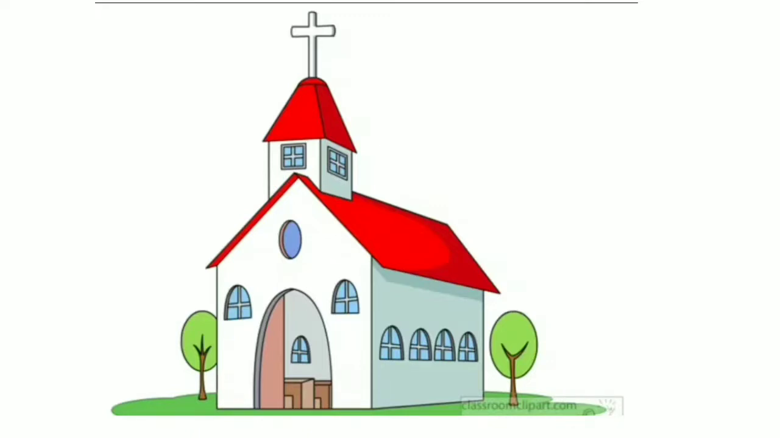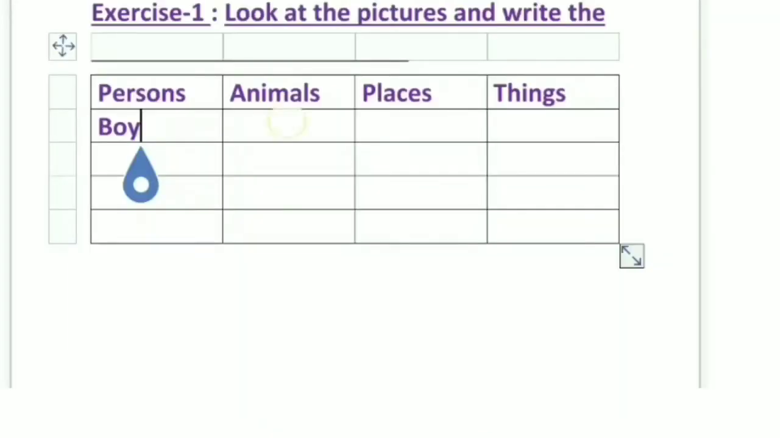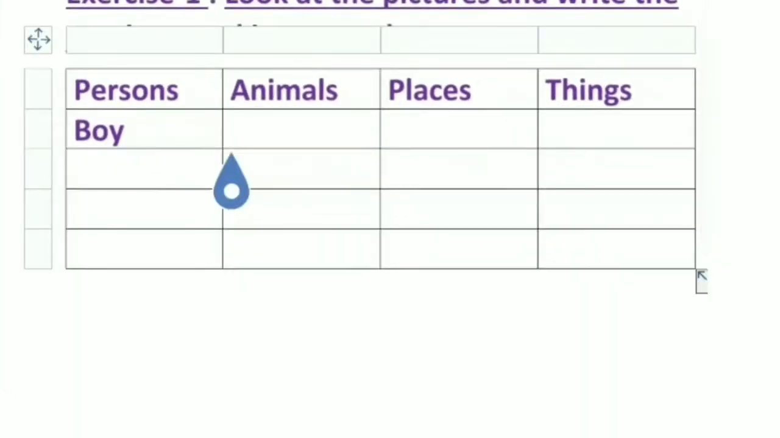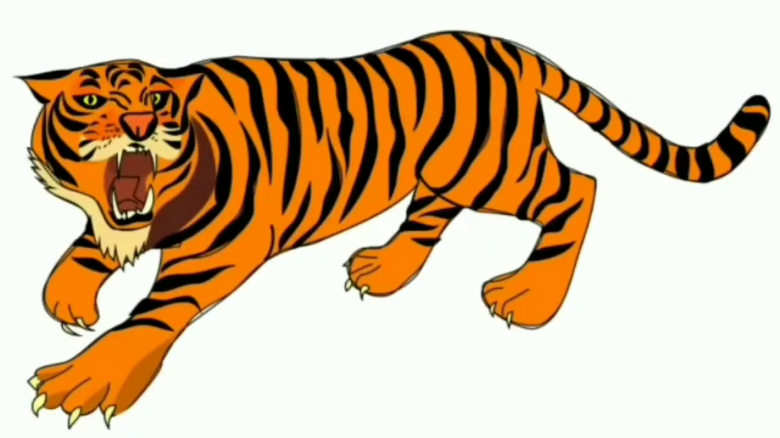So this is a picture of a church. Correct. Now let's write down this in the box. So where shall we write this? Shall we write this in animals? No. Shall we write in person's place? No. In things place? No. Then it is a place. Correct. So let's write down church in place. Correct. Now we will be moving to the next clip.